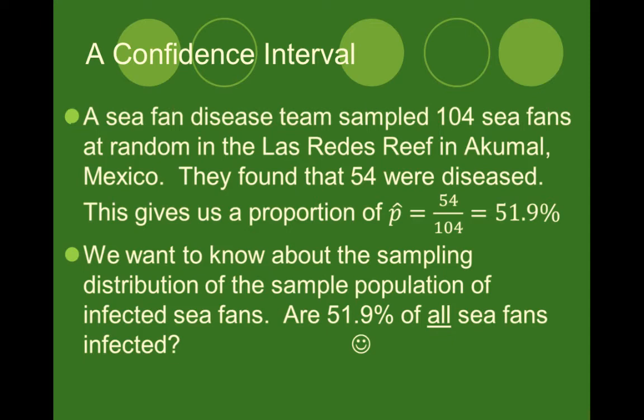What we want to know, though, is about the sampling distribution of the sample population of infected CFANs. We're trying to figure out, are 51.9% of all CFANs infected? And we actually can't tell that based off of the information that we have. We only know our specific sample. We don't know about the population of CFANs as a whole. However, we can use confidence intervals to help kind of narrow it down for us.